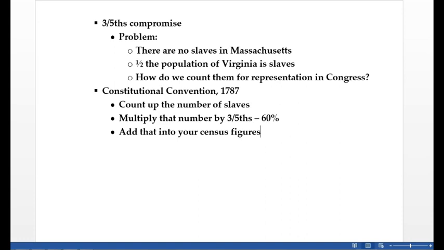However, it didn't give them such an overwhelming number that the northern states felt completely threatened by it. The 3/5 compromise, again, know what it is. It is almost certainly going to show up on your Regents.